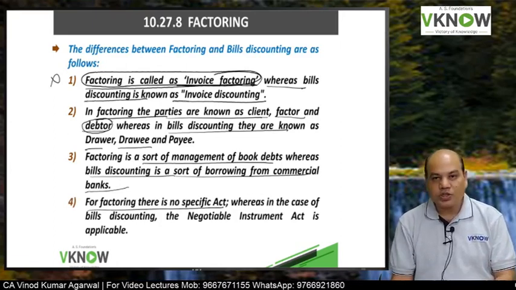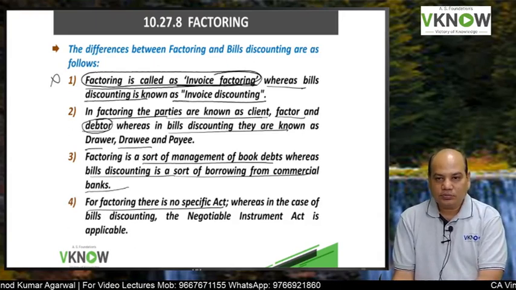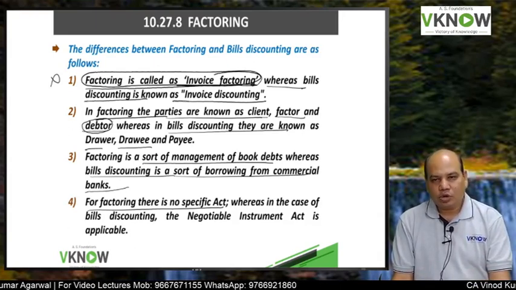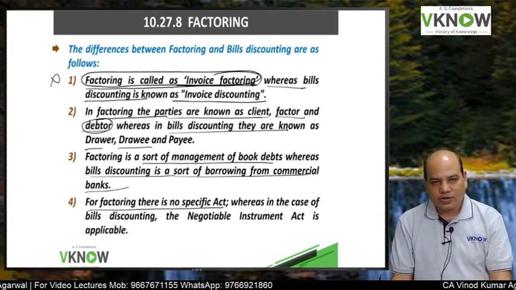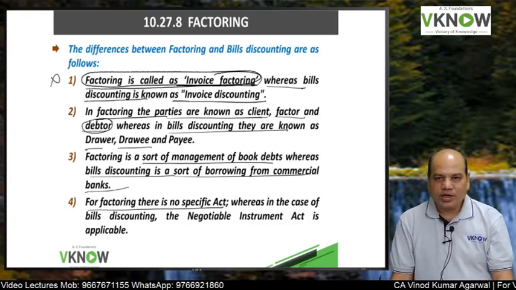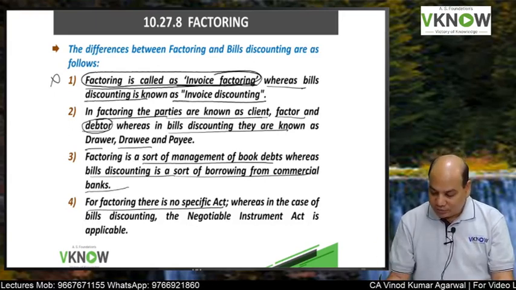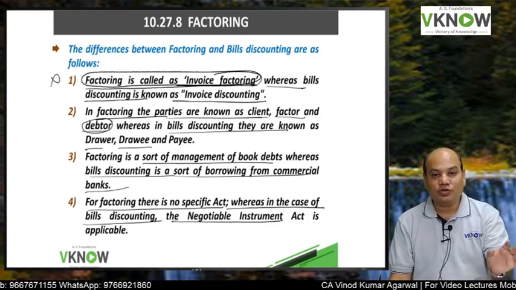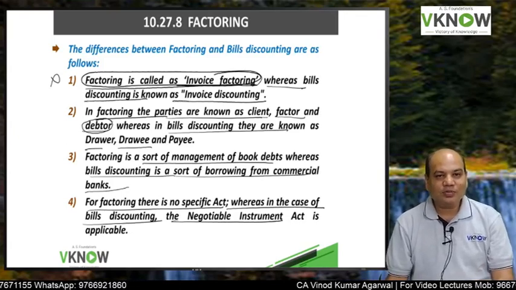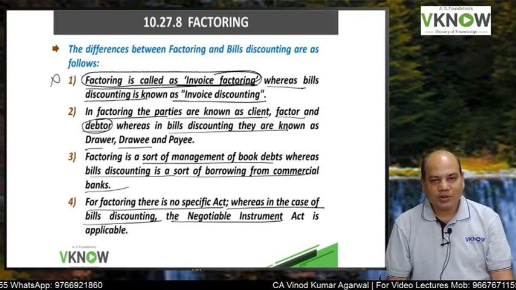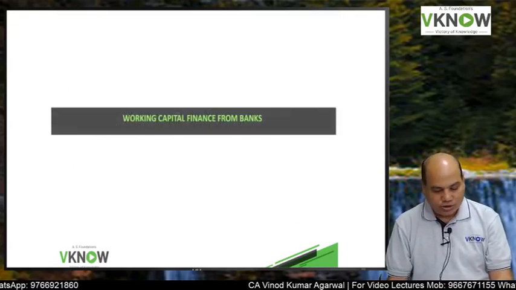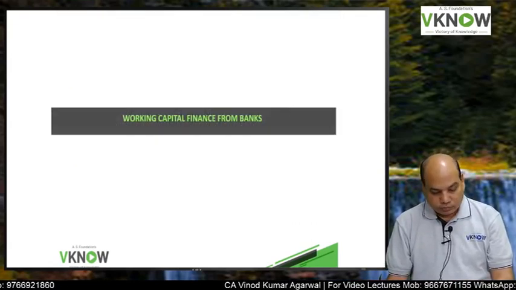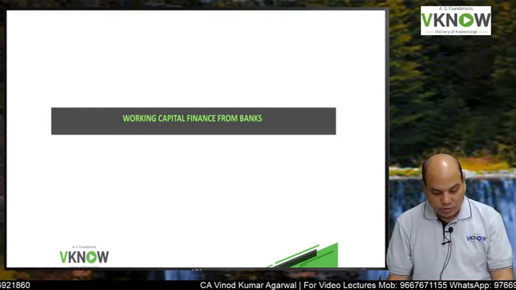For factoring, there is no specific act. So which act applies? Contract Act applies. If it is a company, Companies Act will apply. If it is a listed company, SEBI guidelines will apply. But for banks, there is a specific law called the Negotiable Instruments Act. So bill discounting is covered by the Negotiable Instruments Act. Have you heard about the Negotiable Instruments Act? Yes, sir. Factoring. Next is working capital financing from the bank.